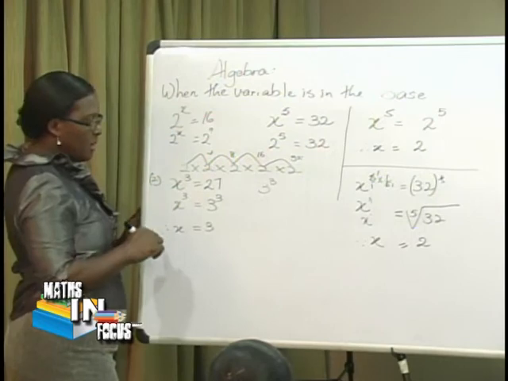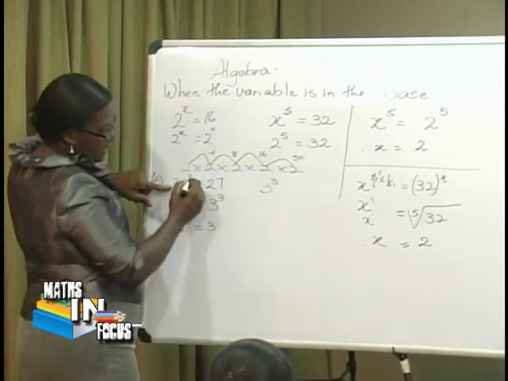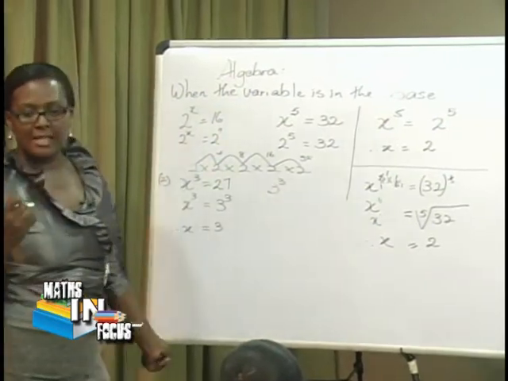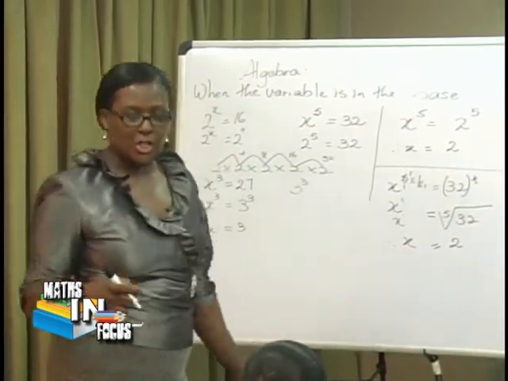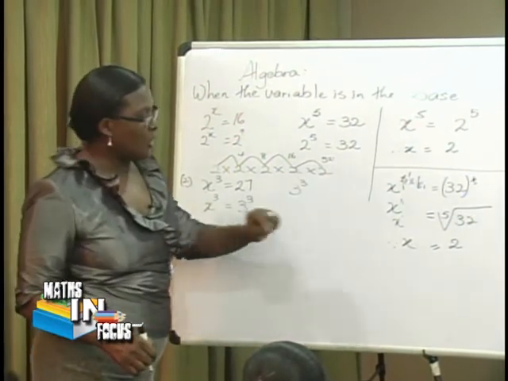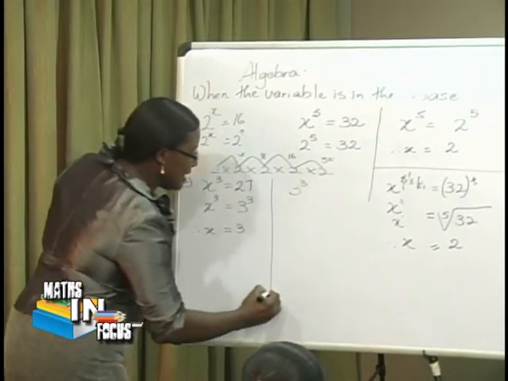Now let's check it back. If we have 3 and we raise it to the third power, out will come 27. Lisa, did you take the same approach? No, miss. Which one of them did you take? The final one. Okay, so let's see what Lisa had.